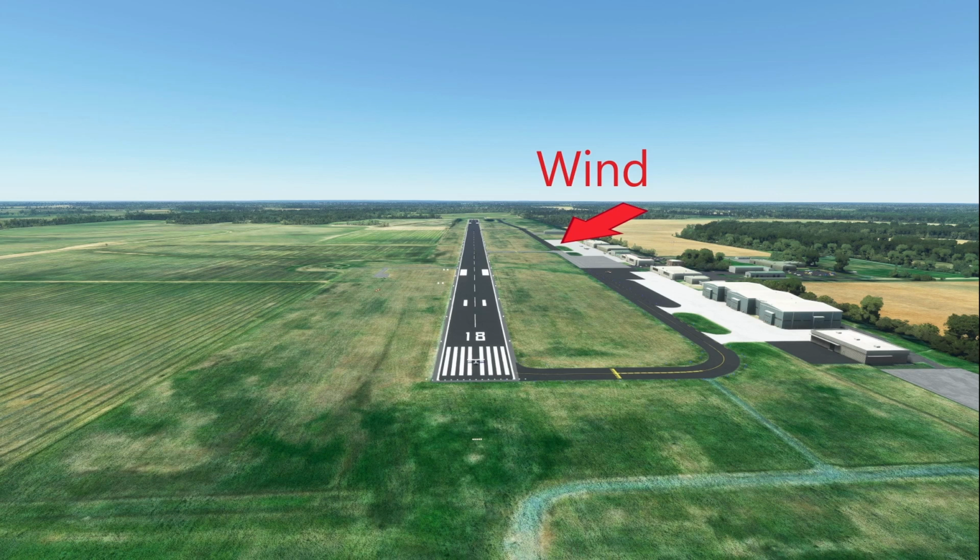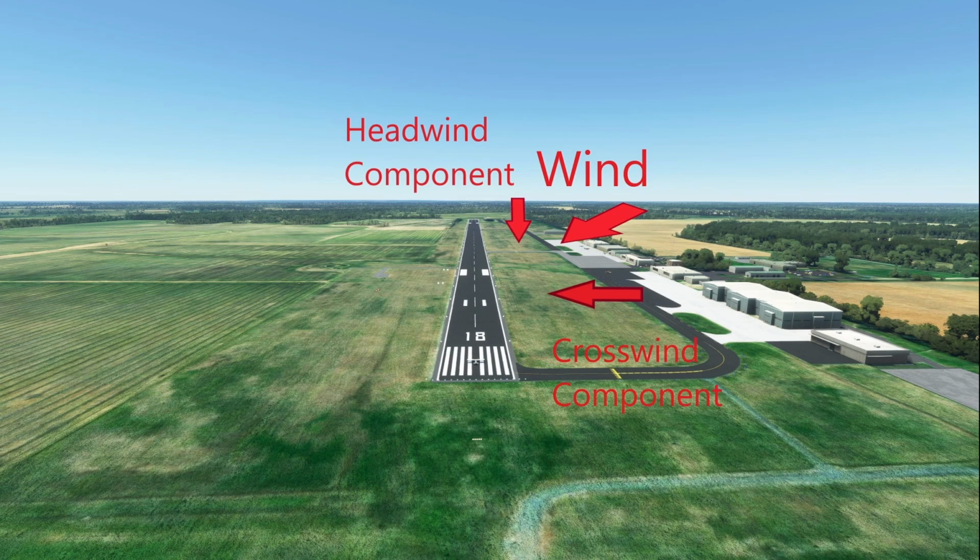The wind doesn't have to be blowing directly across the runway for you to have some crosswind. Anytime you have a wind that's not blowing directly down the runway, you'll have some crosswind component as well as some headwind component. You can use a flight computer app to determine how much crosswind component and how much headwind component you have on a given runway with a given wind.